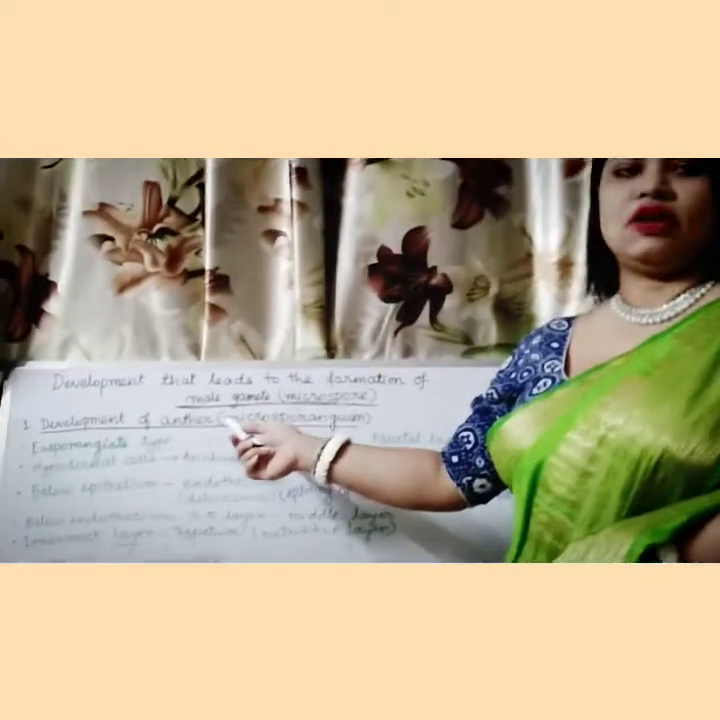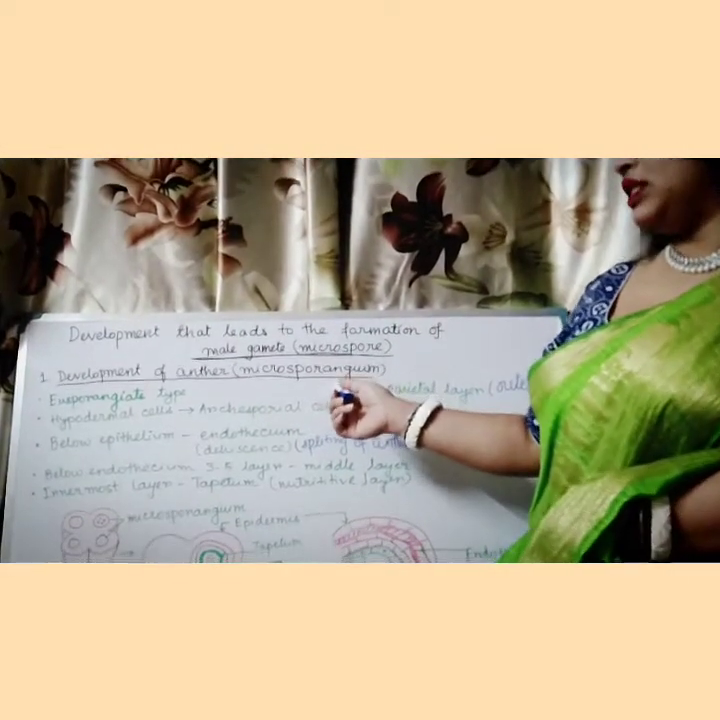In the first video, I have already said the steps of the formation of the male gamete. Its first topic was the development that leads to the formation of the male gamete. Male gamete means microspores. The pollen, or the male gametes, that is the microspores, are forming inside the anther, that is the sporangium. So the first is development of the anther, means microsporangium.